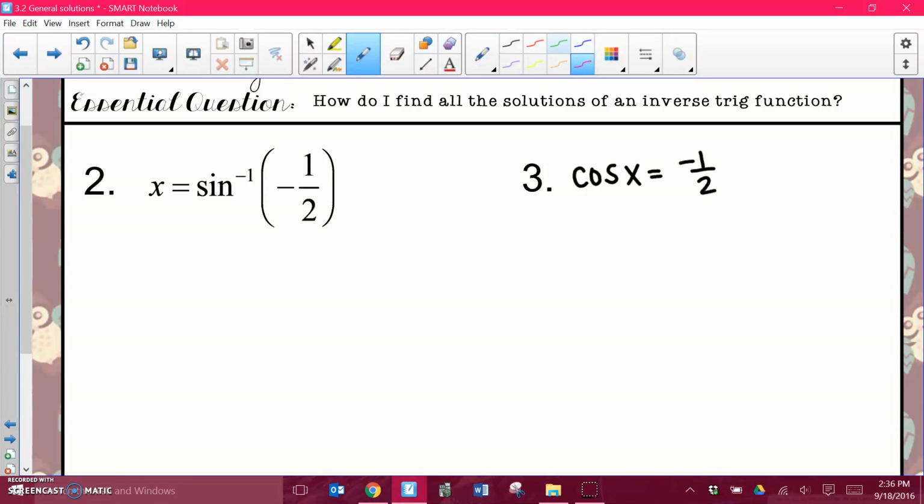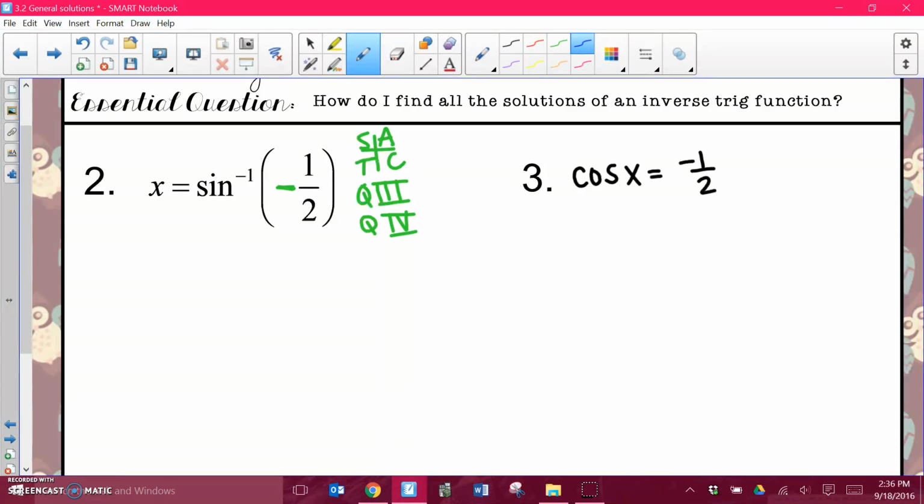So the first thing I notice in this problem is that we have a negative sign. And so the first thing I always try to do is figure out where my general solutions are going to be. I'm going to have a negative sign, so I need to find one answer in quadrant 3 and one answer in quadrant 4.